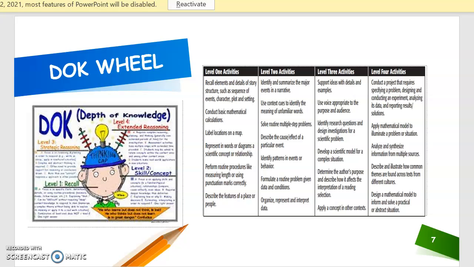From recalling elements and details of story structure, such as sequence of events, character, plot, and setting, to formulating a routine problem given the data and conditions, or using voice appropriate to the purpose and audience, or perhaps even designing a mathematical model to inform and solve a practical or abstract situation. As we can see, the DOK wheel is pretty comprehensive. It allows us a great deal of information to work from, to assess from the beginning of a lesson to the end how well our student is doing.